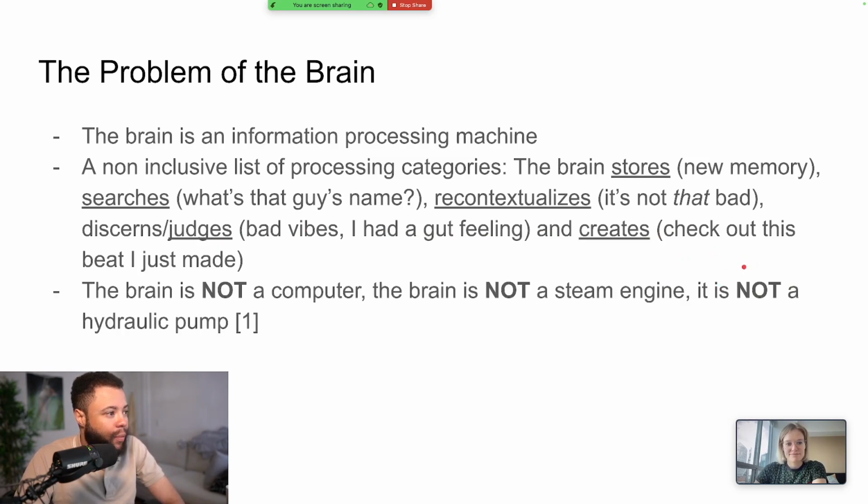So what the brain isn't is a computer. It's not a steam engine. It's not a hydraulic pump. It's not a watch. It's not all these other technologies that people like to analogize the brain to.